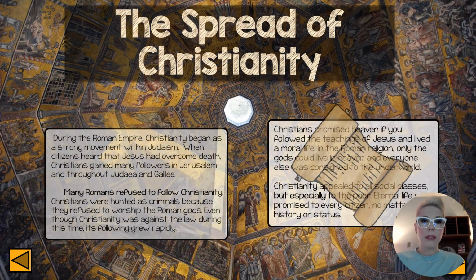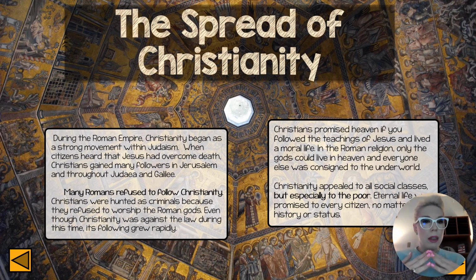So the spread of Christianity. During the Roman Empire, Christianity began as a strong movement within Judaism. So remember, we think around 4 AD is when many scholars believe the birth of Christ was. When citizens heard that Jesus had overcome death, Christianity gained many followers in Jerusalem and throughout Judea and Galilee. Many Romans refused to follow Christianity, and Christians were hunted as criminals because they refused to worship the Roman gods. Even though Christianity was against the law during the time, the following grew rapidly.